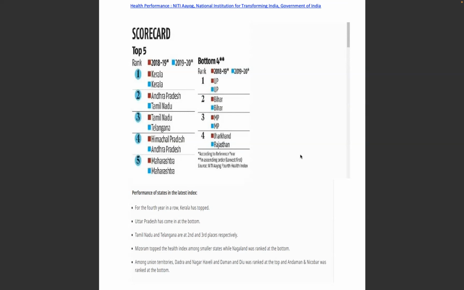Tamil Nadu and Telangana are second and third. Mizoram topped the health index among smaller states, while Nagaland was ranked the bottommost. Whenever we are taking account of this ranking system in health, this ranking is for three types of states, of course: bigger population states, middle, and smallest states, and UTs separately. So among union territories, Dadra and Nagar Haveli and Daman Diu was ranked at the top, and Andaman Nicobar was the bottom. Please move to the next.